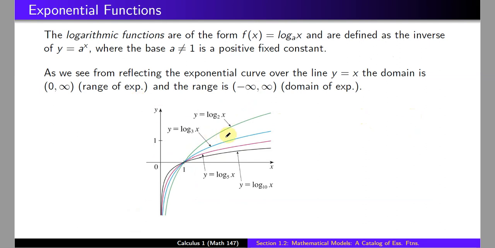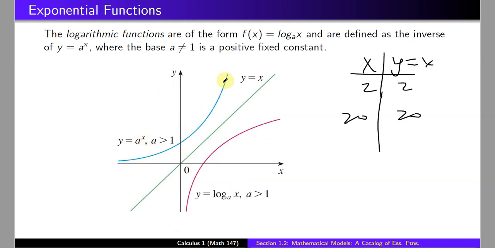So what happens as we change the base? As we change the base, if we go from base 2 to base 3 to base 5 and so on, it's going to grow even more slowly, just simply because the exponential function on the other side was growing so rapidly.